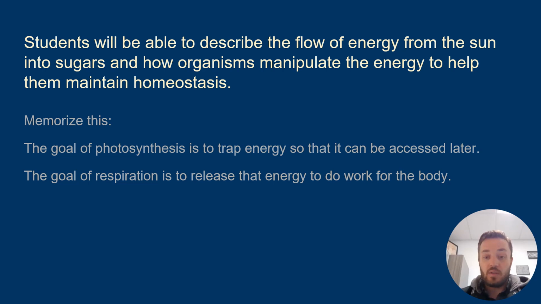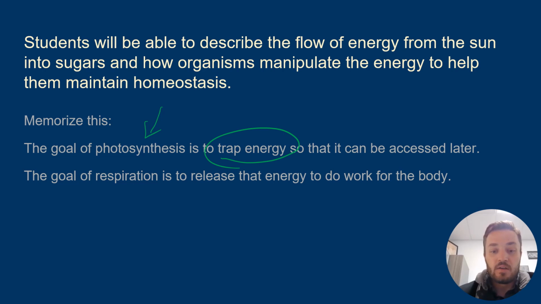There's two ways of doing this. The first thing that we have to keep in mind is that there's a process called photosynthesis, and the goal of photosynthesis is to trap energy so we can use it later. Okay, then there's another process called respiration, and the goal of that process is to release that energy. In fact, there's two different organelles that do this, but we're going to dive into it, okay? But just remember that the goal of photosynthesis is to trap energy. The goal of respiration is to release energy.